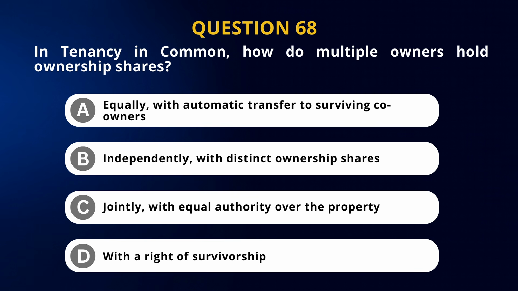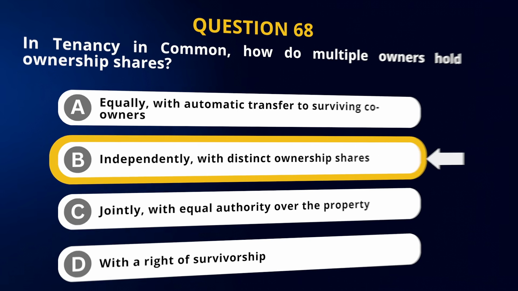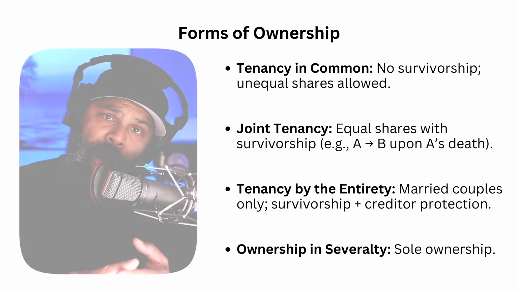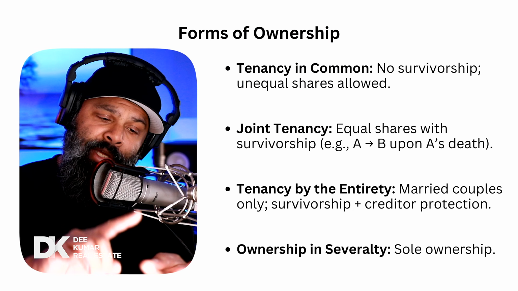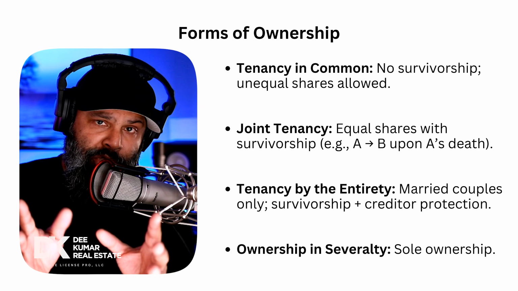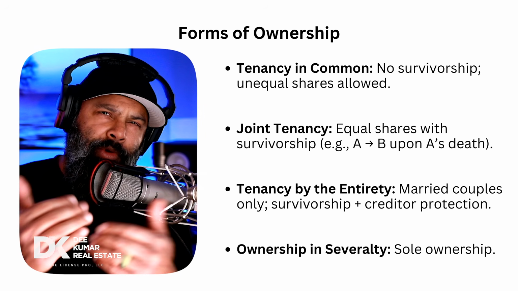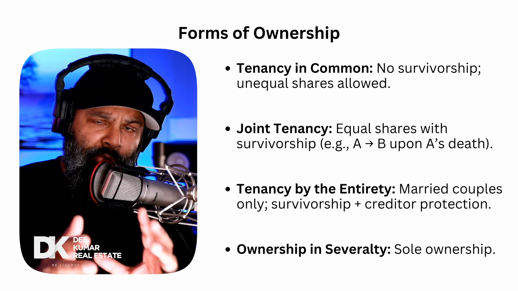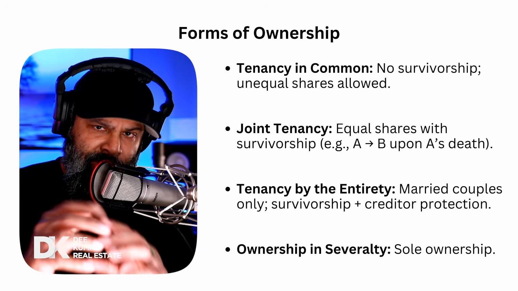And the answer is letter B, independently with distinct ownership shares. So you are definitely going to need to know a little bit about tenancy in common, joint tenancies, tenancy by the entirety, and community property. These are the co-ownerships, and you'll learn these in interest in real property. You could be in the deeds chapters of your books. So you're going to want to look through those or just search for those vocab phrases as you're studying.